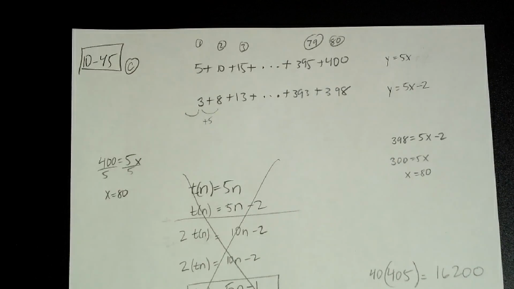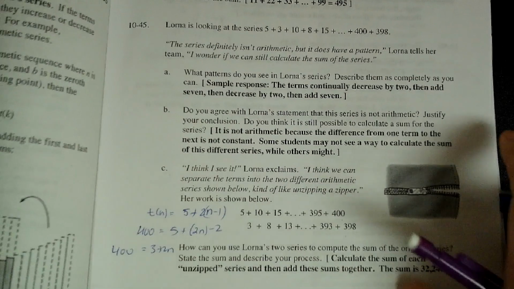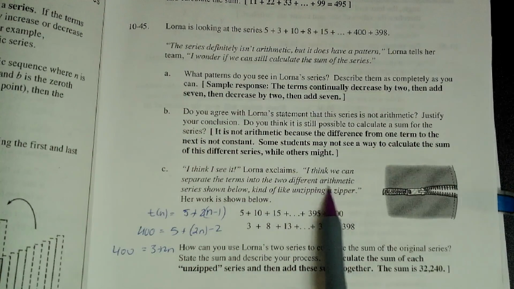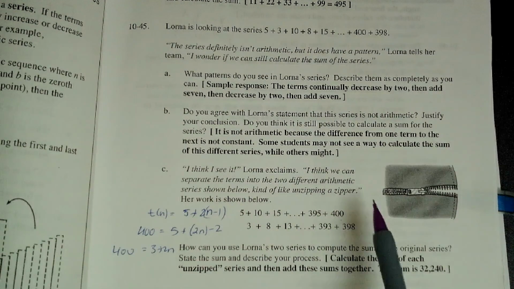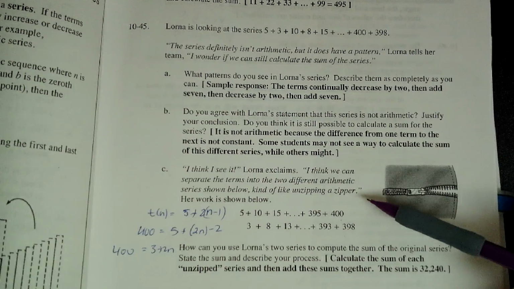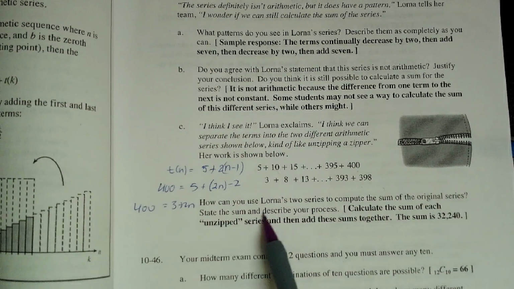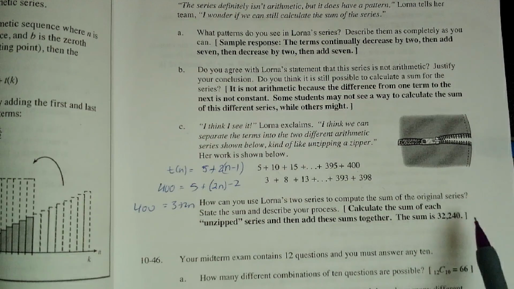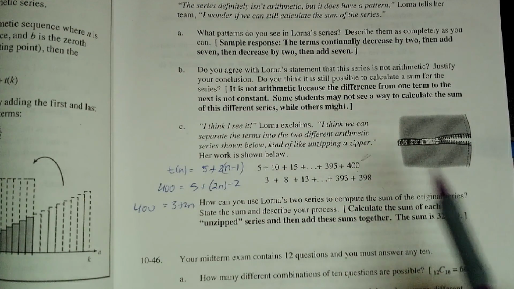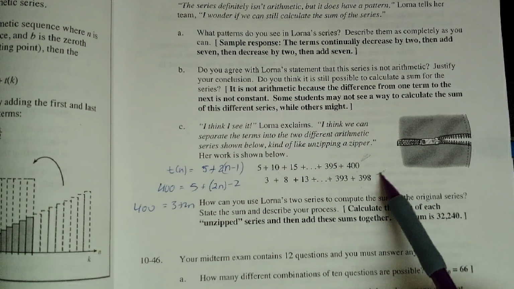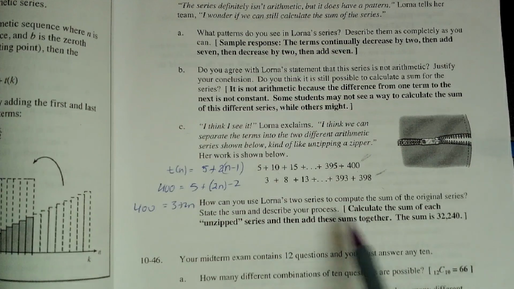Integrated 3, it's problem 10-45, letter C. It says, I think I see it. I think we can separate the terms into two different arithmetic series shown below, kind of like unzipping a zipper. And so she's taking these two series, and it says, how can you use Lorna's two series to compute the sum of the original series? Well, we could find the sum of the first series and then add that to the sum of the second series. So state the sum and describe your process.